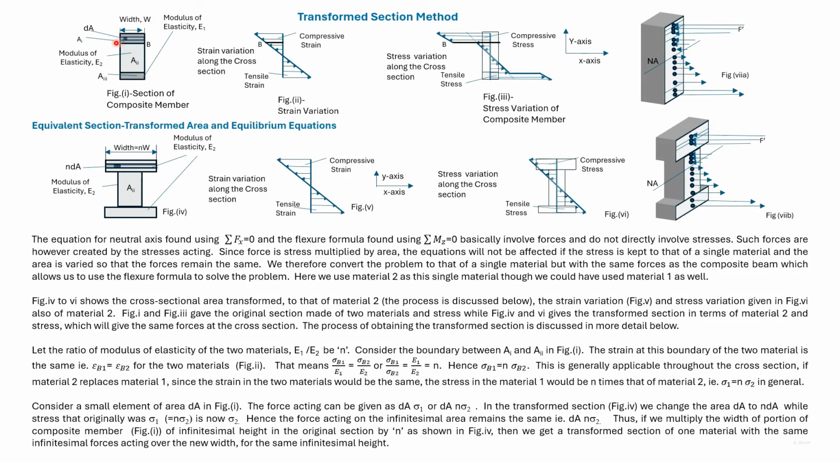Now consider a small element dA. The force acting on this element would be dA into sigma 1. But dA sigma 1 can be written as dA n and sigma 2. Hence, if we consider material 2 and multiply the area dA by n, then dA n into sigma 2 will produce the same force.